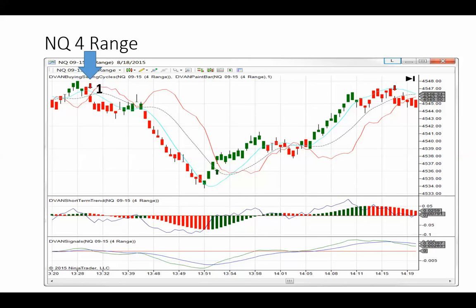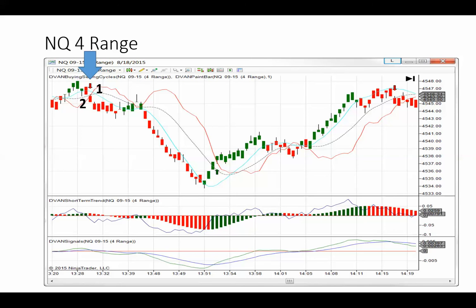So we see a red arrow. We also want to see a red price bar. The price bars in DVAN SmartLines are painted either red or green. Red means selling pressure is dominant, and green means buying pressure is dominant. This is giving us very early indications of entries and exits, which helps because it's a leading indicator leading us into these short and long trades.